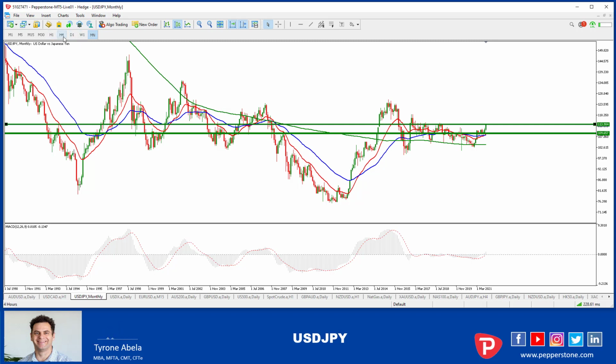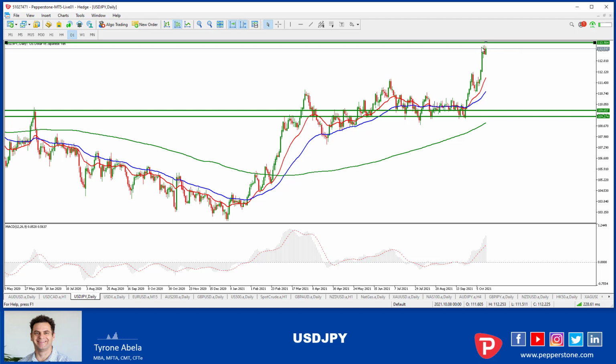So what we're looking for initially is probably a test of this zone, and we're probably going to start looking for shorting opportunities really more than anything else. We had the perfect pullback. We've already had the trade. We were already aiming for this, so it's already really reached our targets anyway.